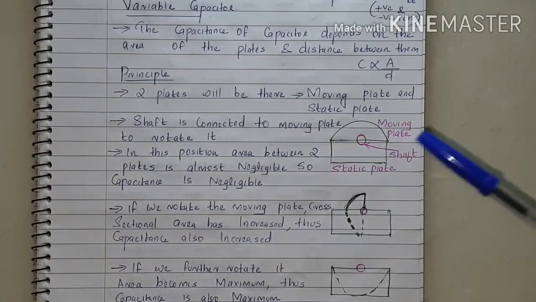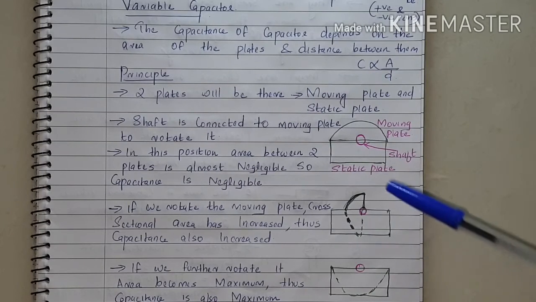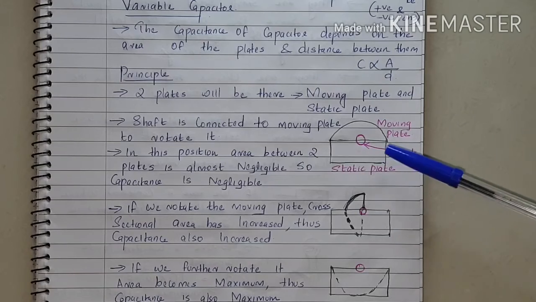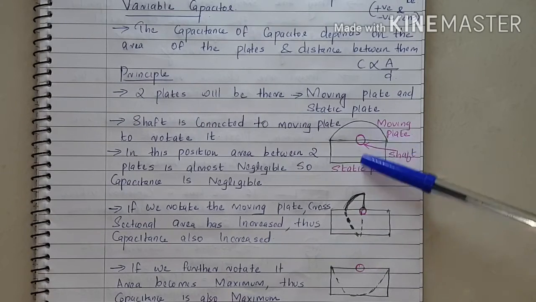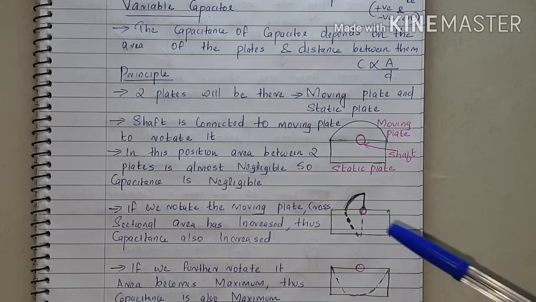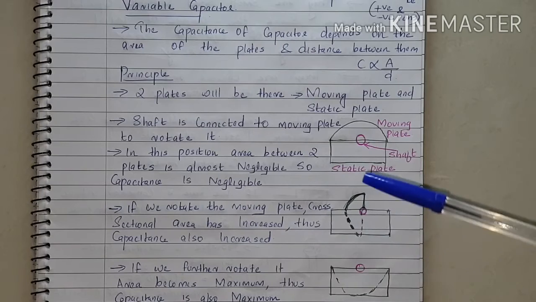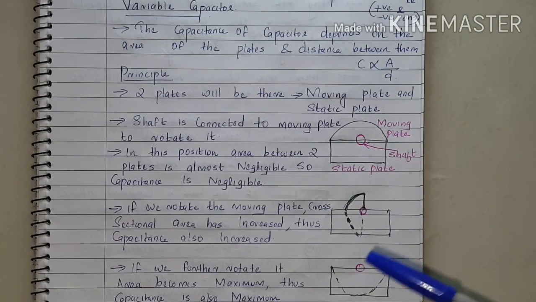Now let us see the principle behind the variable capacitor. Consider two plates, one moving plate and one static plate, and a shaft is connected to the moving plate in order to rotate it. In this position, we are not rotating the shaft, so the area between the two plates is almost negligible. Since capacitance depends on area, capacitance is also negligible.